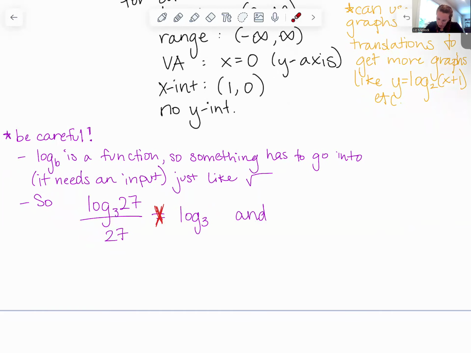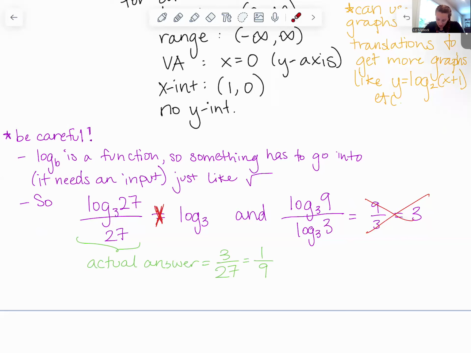And then one other thing to be careful of, log base 3 of 9 over log base 3 of 3, we cannot just cancel the log base 3 and the log base 3 there because those are functions. Much like we can't cancel sine of 45 over sine of 10. We can't cancel the sine that way because those are functions. Okay, the actual answer here you could find by simplifying log base 3 of 27, that is 3. And so this whole thing on the left, this one would be 1/9.